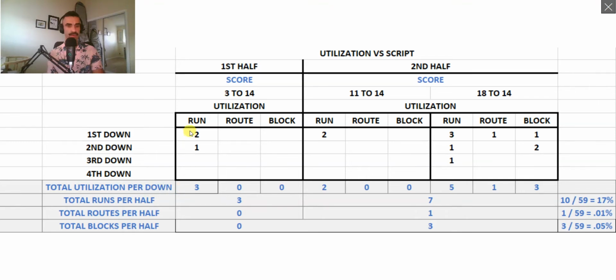So he ran the ball 3 times, right? In the 3-14 score sequence, he ran a route 0 times, blocked 0 times. Obviously, it's all blank, so yeah.